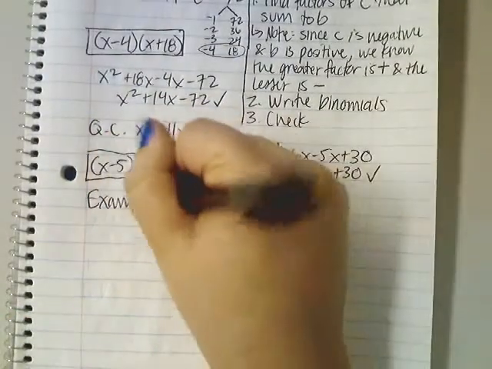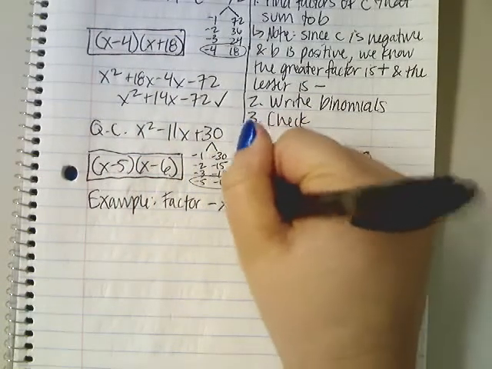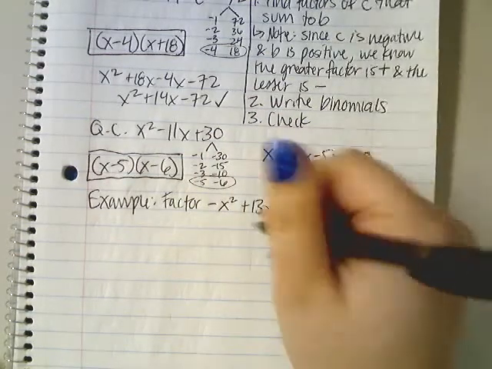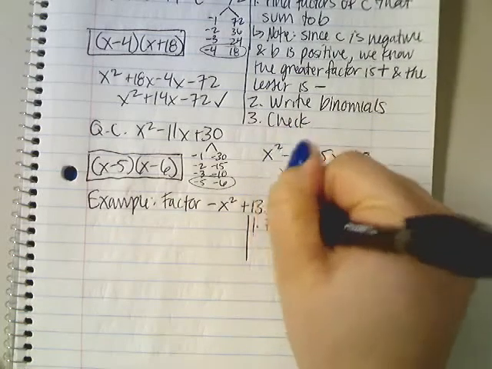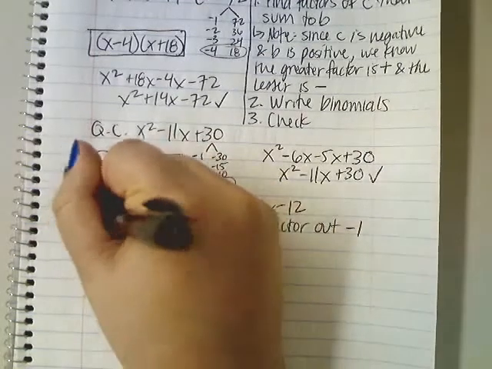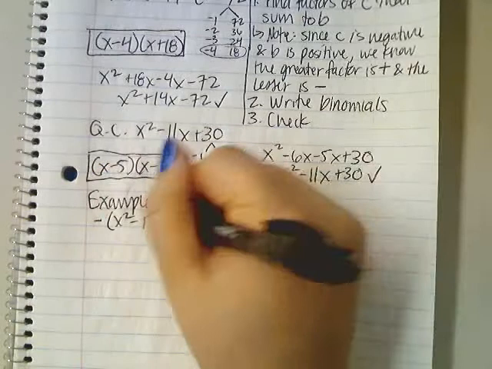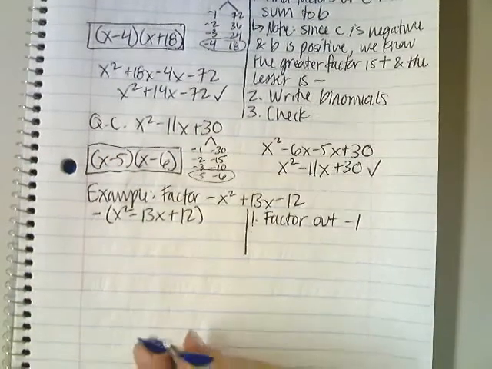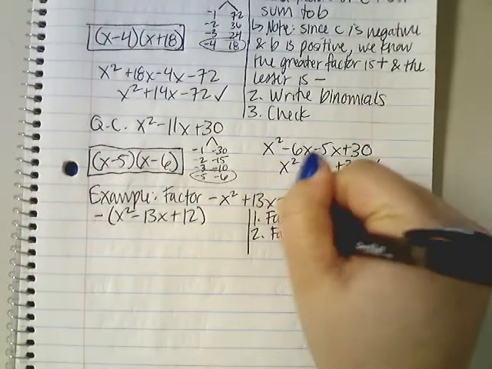So our last example, I want us to factor negative x squared plus 13x minus 12. And we're going to start this by factoring out negative 1. So step 1, we're going to factor out negative 1. So if I factor it out, I get negative x squared minus 13x plus 12. Now I'm going to factor what's inside the parentheses like I did with all the other problems. So I'm going to factor as usual as my second step.